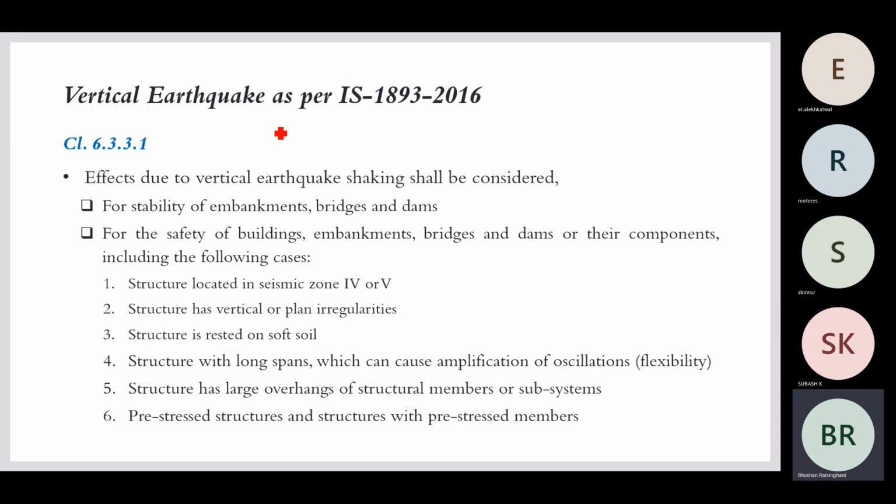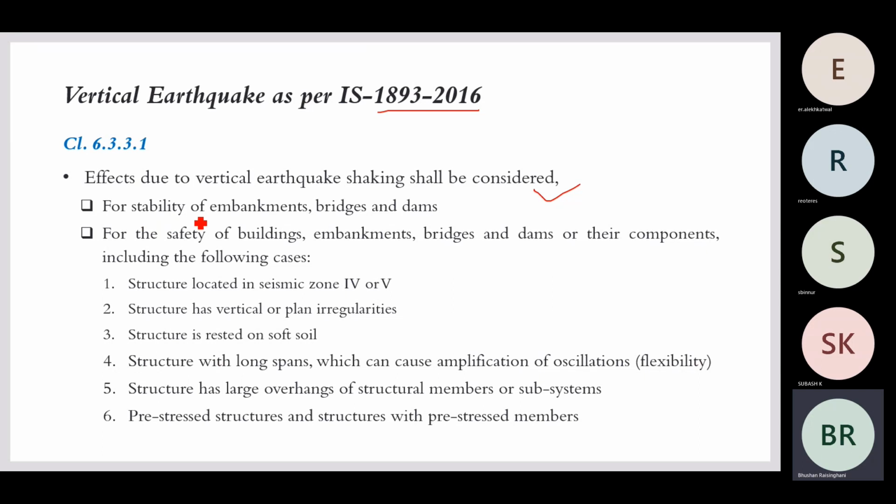Now, as per the clause IS 1893/2016, so this is as per 2016 we are talking. That depends on any code you take, American code or whatever code is there, but the concept remains the same, only factors are changing. So effects due to vertical earthquake shaking shall be considered. Now, when it shall be considered, that is important. In all buildings, it is not to be considered. So in what cases it shall be considered, and why it shall be considered.